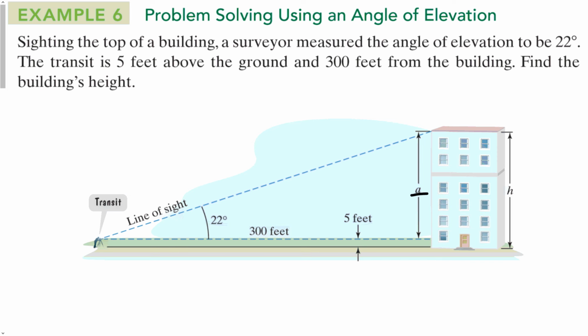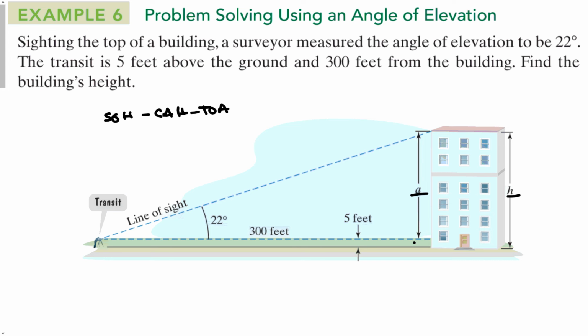Basically we're going to find this. We're going to find the height of the building using our right triangle, and then we're just going to have to add this 5 feet back in to find the true height of the building. Okay? And we can decide which trigonometric function to use based on SOHCAHTOA.